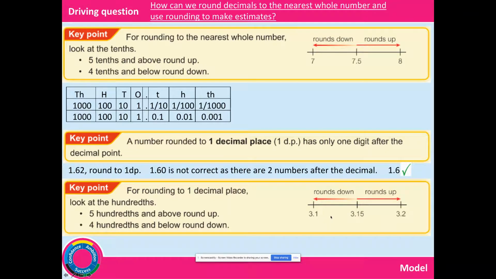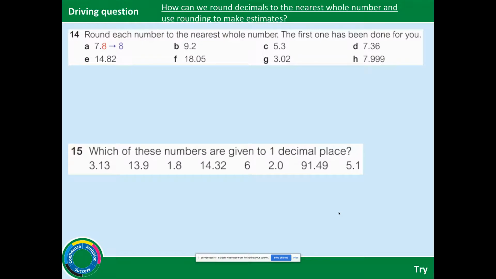If you want to copy those two grids down, press pause, and then when you've completed that, press play for the next slide. So have a go at these yourselves. The first one has been done for you. Round each number to the nearest whole number. 7.8 is approximately equal to 8 because it's closer to 8 than it is to 7. Press pause whilst you write these down and then press play when you're ready to go through the answers.